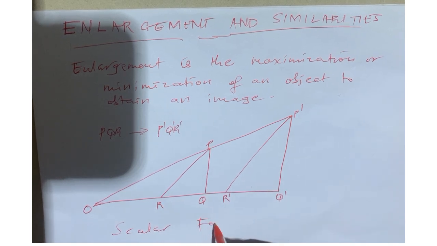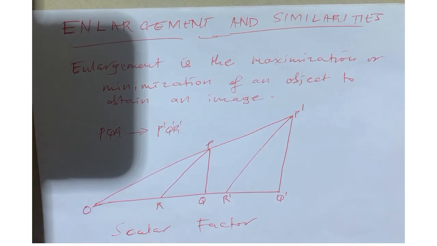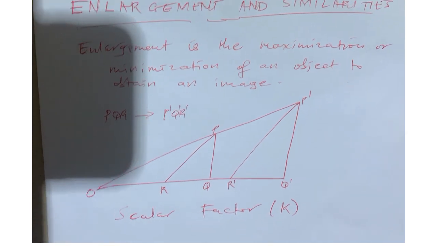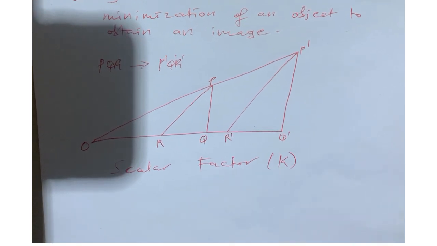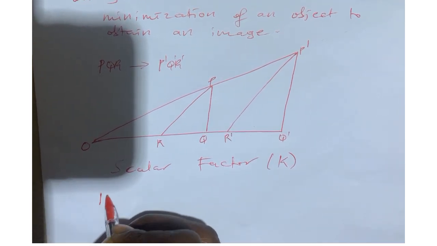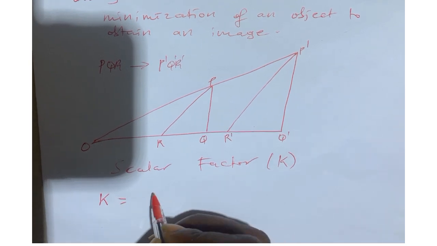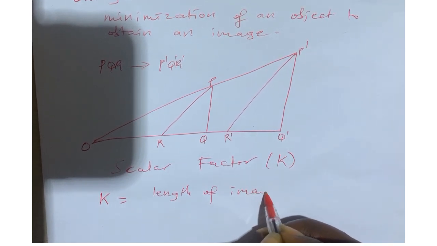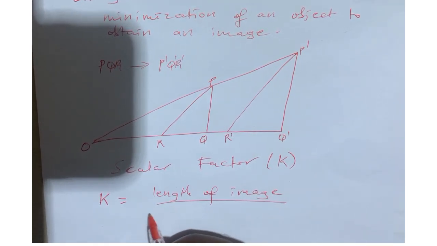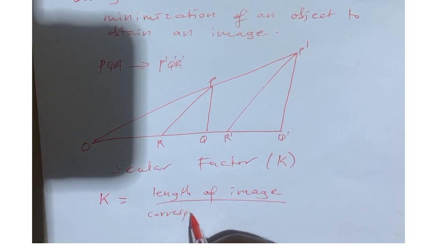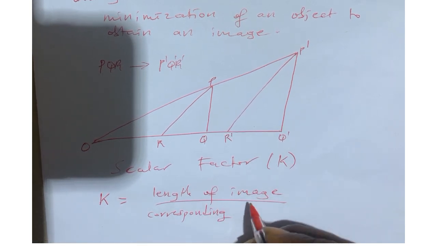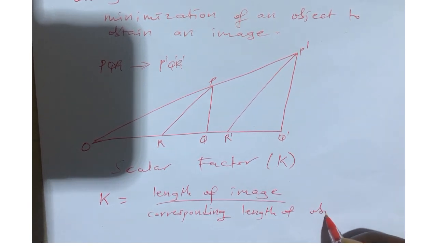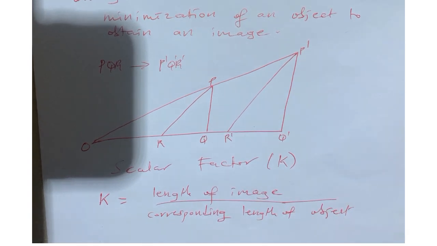Scale factor. And mostly, the symbol that we use to denote the scale factor is what? K, right? Now, for the scale factor, we have a formula. We say that K is equal to the length of the image all over the corresponding length of what? Object. So that's the scale factor.